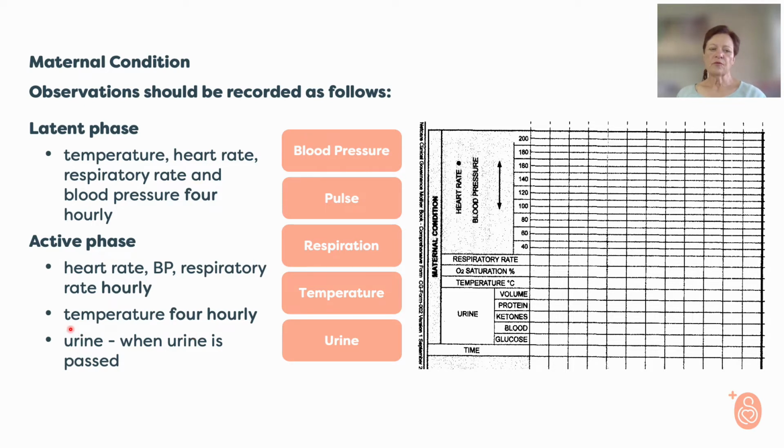And we will come to this again when we talk about the 4 Ps, and we will see that it's very important that the mother empties her bladder at regular intervals during labor to prevent the bladder from becoming an obstruction for labor.